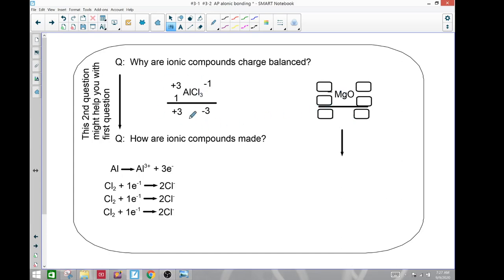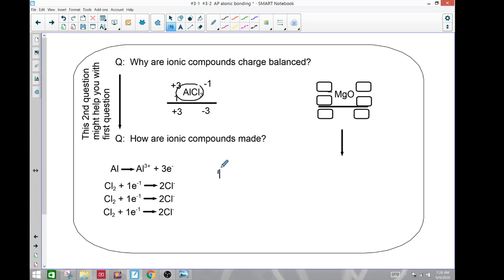But how are they actually charge balanced? What happens on a molecular level to make them charge balanced? Okay, it doesn't just happen. We know that the aluminum is going from aluminum. I kind of talked about this already, and chlorine. So how do we get to this ratio? Okay.